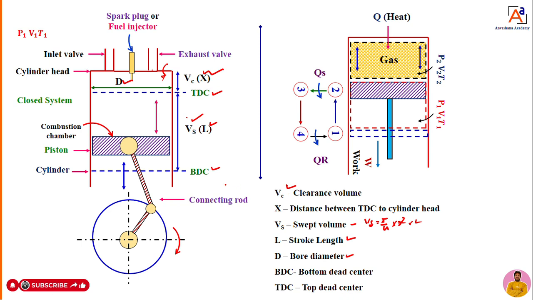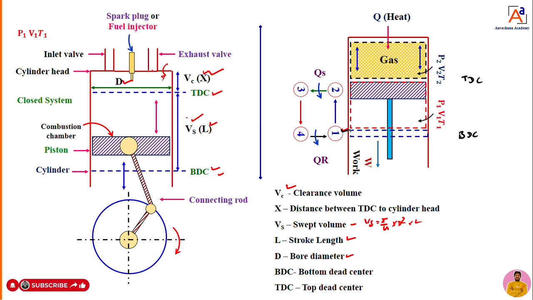Okay, BDC is bottom dead center, whereas TDC is top dead center. Students, this is how the diesel cycle works, which you can see now. Initially, I will take this as point 1. Assume that initially the piston is at point BDC, bottom dead center. This you can call TDC, top dead center.